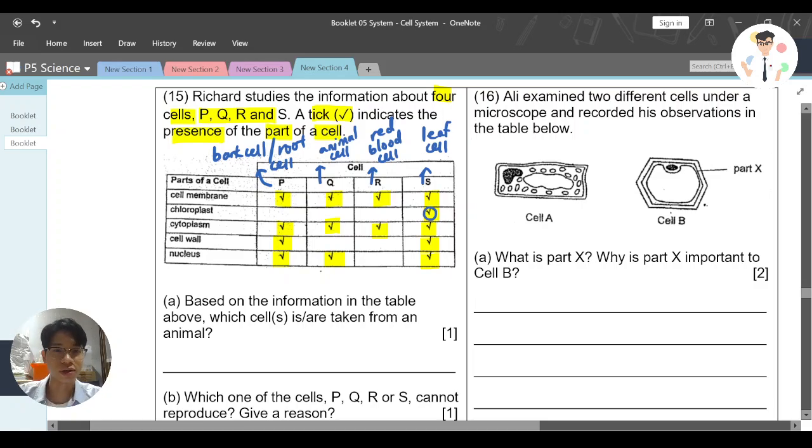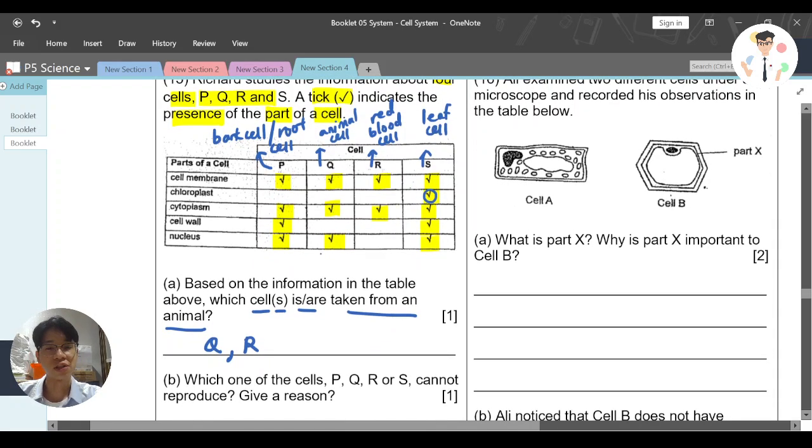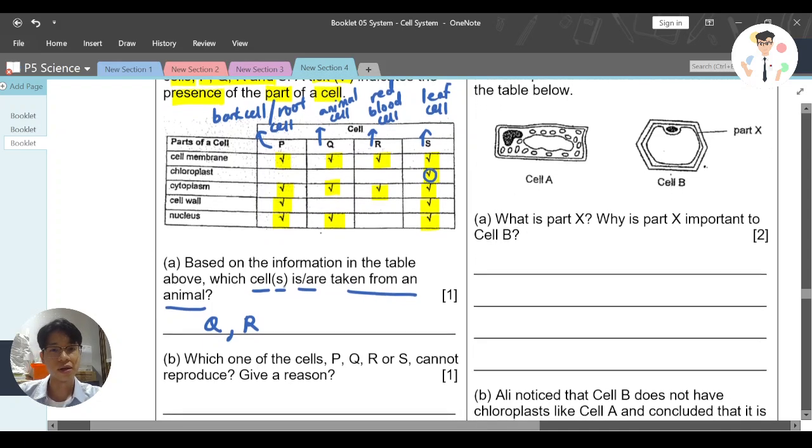Let's try to look at the question. A, based on the information in the table above, which cell P, Q, R or S is taken from an animal? So definitely not P, definitely not S. So the possible answer is actually Q and R. Okay, again, red blood cell is an animal cell. It's just that it doesn't have nucleus.